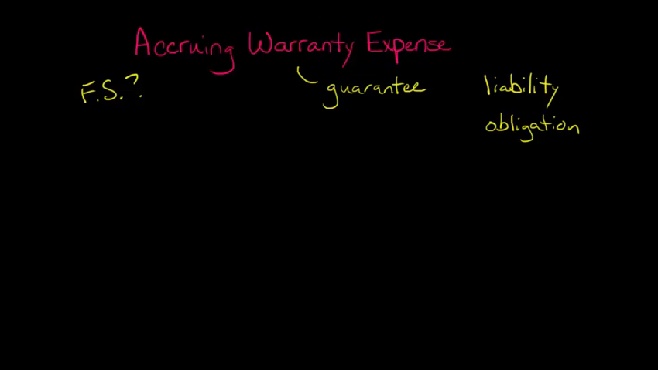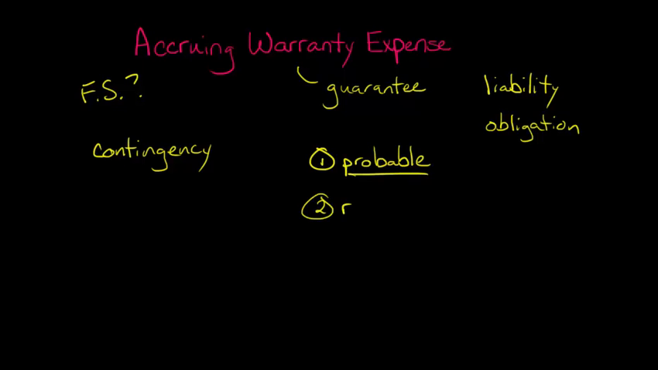Well, basically, we treat it like a contingency, like a contingent loss. And if you remember from our discussion on contingencies, we know that we're going to accrue a loss contingency when it's both probable, that is, the likelihood that we're going to incur a liability is probable, and also when it's reasonably estimable. So if we have no idea, and we can't estimate what the amount of the liability is, then we're not going to accrue anything.